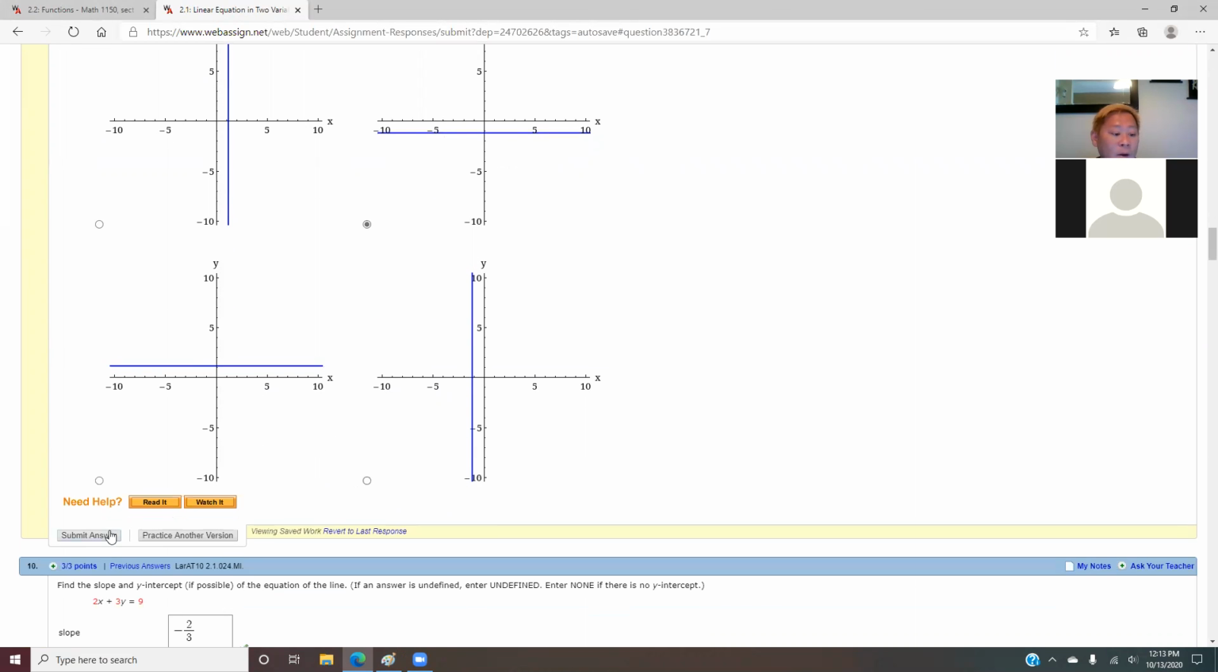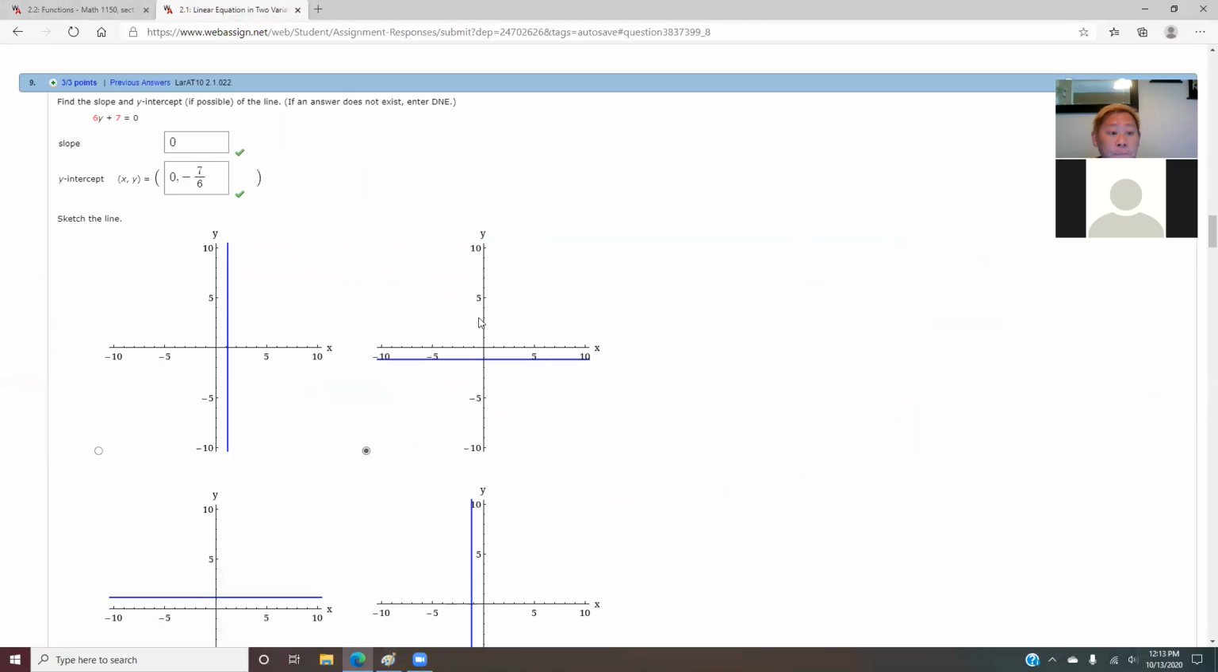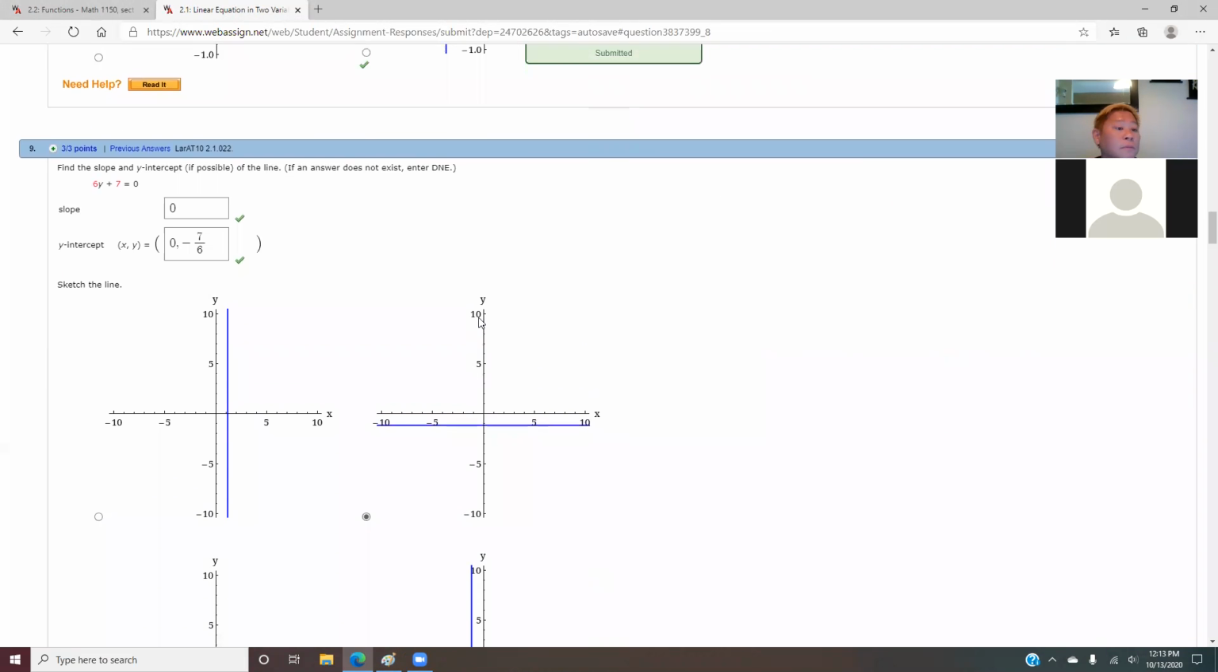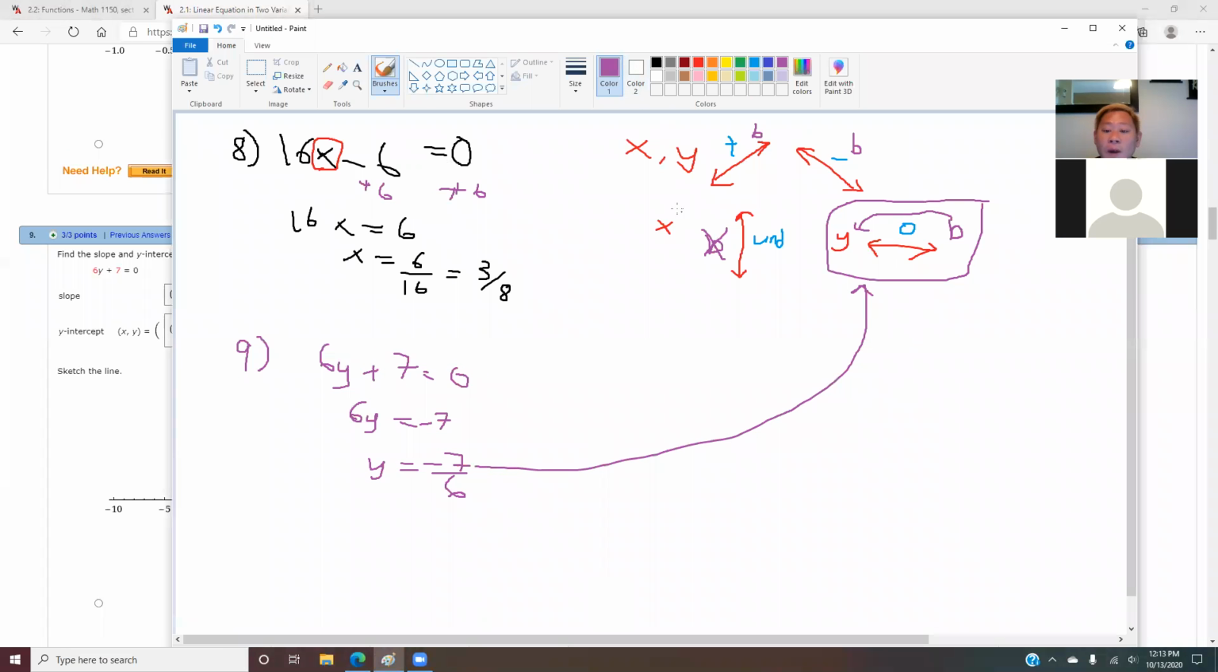So this is how we do question 9. Make sure you know that this is called a special case. If you have only x variables, this is what happens to your slope and your y-intercept. If you have only the y variable, this is what happens to your slope and your y-intercept. And if you have both x and y, then you have to change it to become y equals mx plus b. So then you know your slope and your y-intercept.